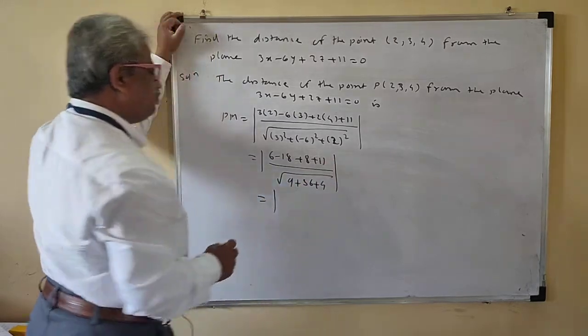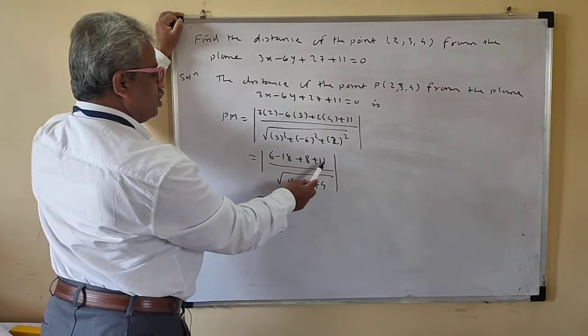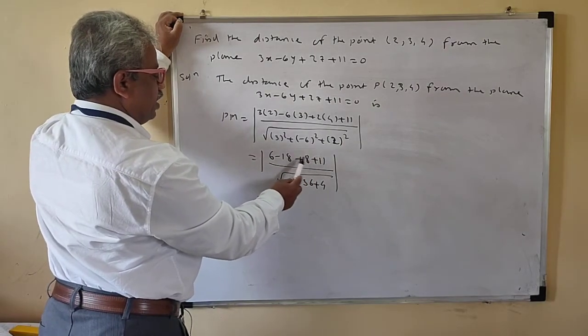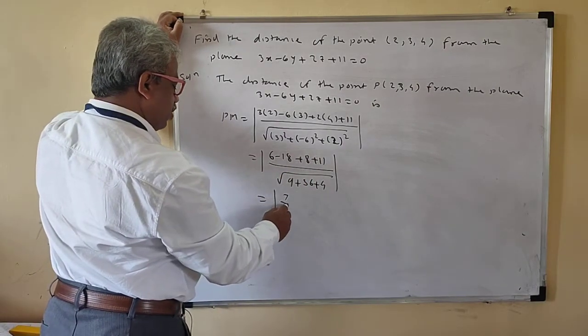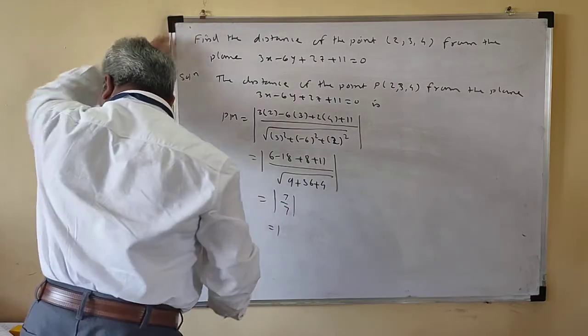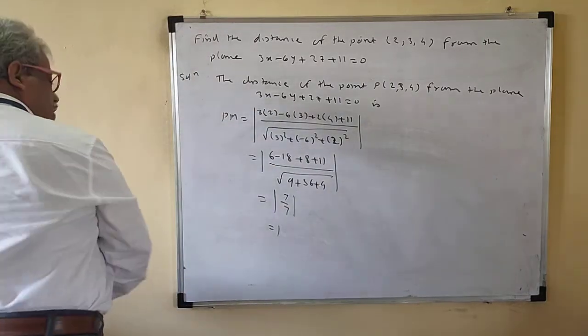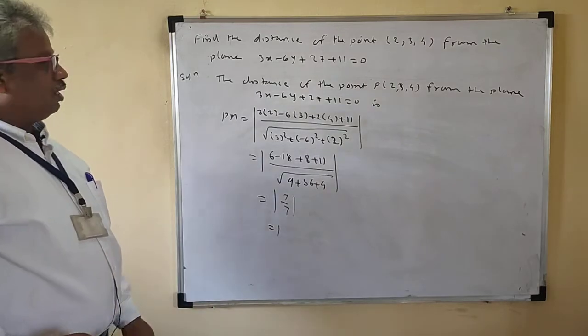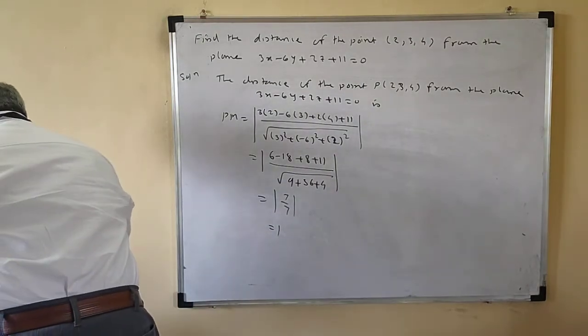So this is equal to what? This is 7, upon 7. So this is 1. 1 is the required distance.